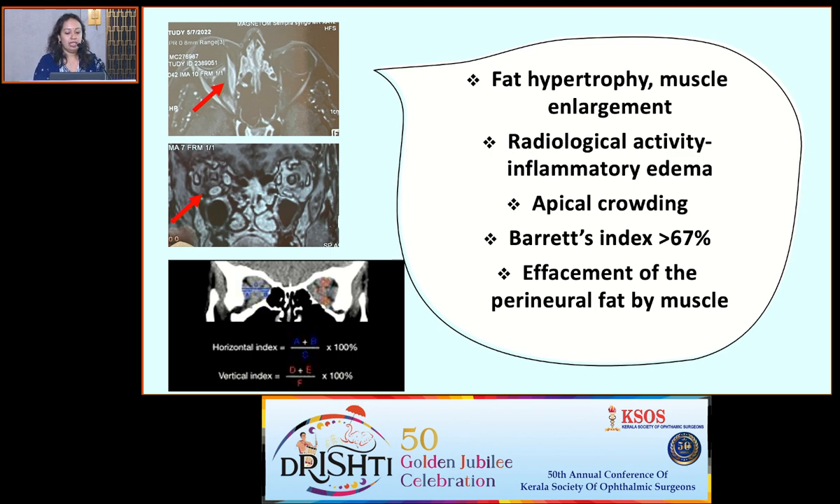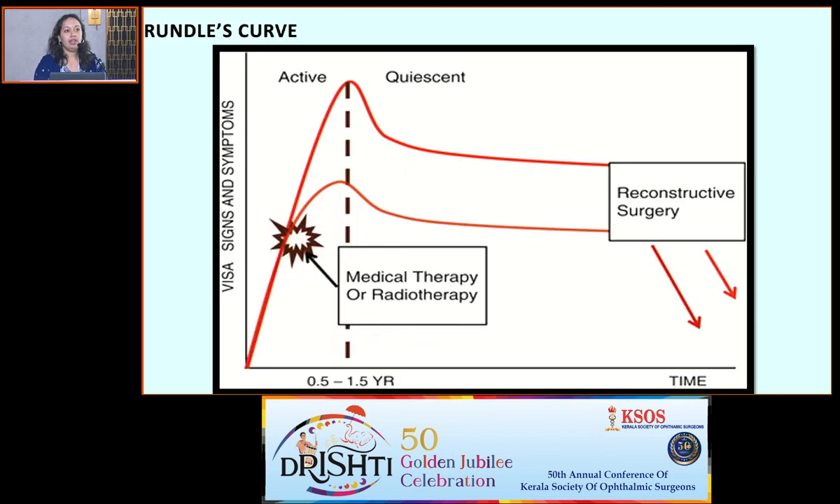Radiological activity we should check, that is seen with the inflammatory edema. We should also check for apical crowding, that is the effacement of the perineural fat by the muscles. We should also look for Barrett's index, that is either horizontal index or vertical index. In vertical index, we'll add the vertical recti muscle thickness divided by the vertical orbit diameter and multiply by 100. And if it is more than 67%, it's suggestive of apical crowding. So now we have a clinical diagnosis which is confirmed with radiological signs.